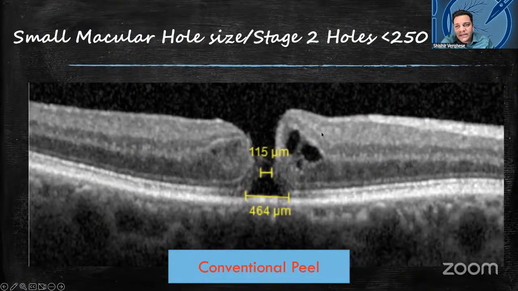Now, for me, my personal cutoff is around a small macular hole, around stage 2 hole, less than 250 microns in size. Something like this is where I prefer to do a conventional peel, where I'm pretty sure that the conventional peel is going to help me close the hole by removing that tangential traction. So this kind of hole, I would prefer doing a conventional peel.